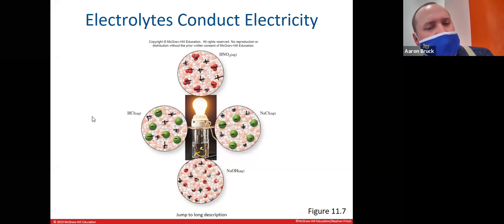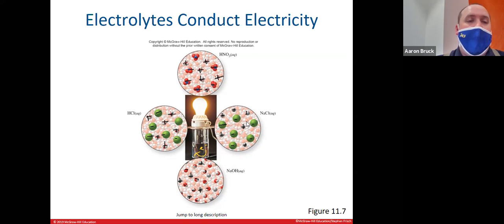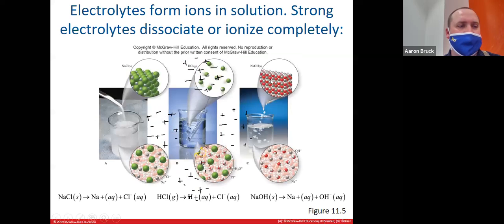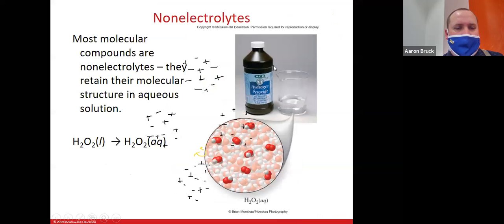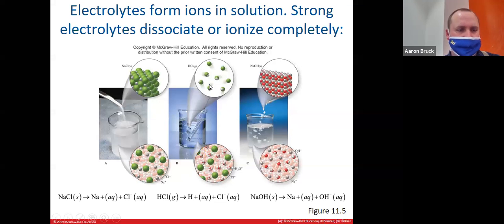And so it doesn't matter what we are looking at. What we are looking at here is a case of a strong acid in the form of hydrochloric acid and nitric acid. I have a strong base here in the form of sodium hydroxide. I have an ionic compound here in the form of sodium chloride. All three of those are very capable of conducting electricity and doing so very well as strong electrolytes. And we see this regardless.